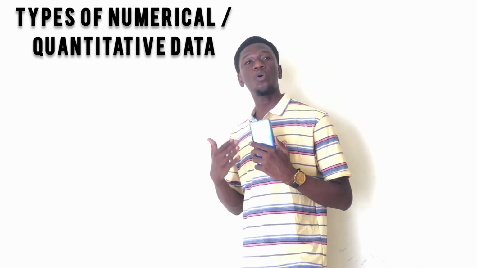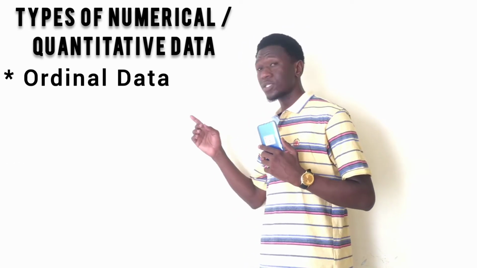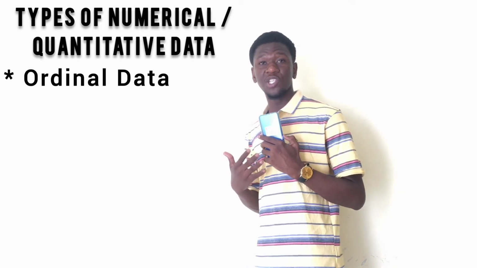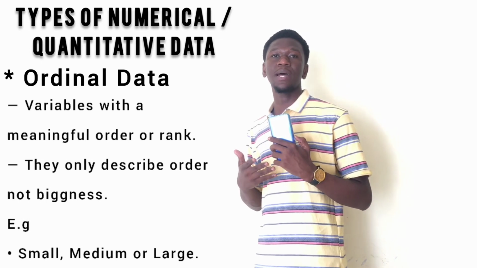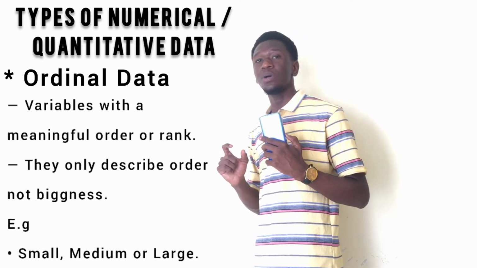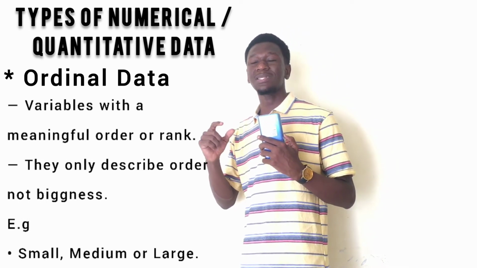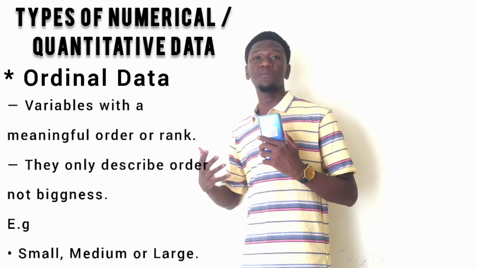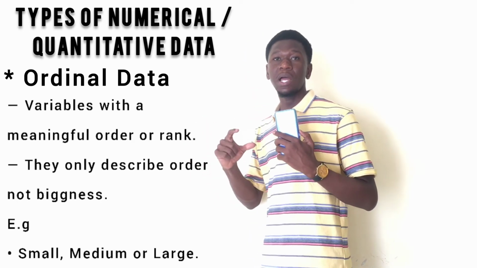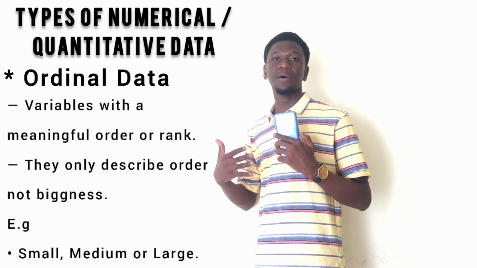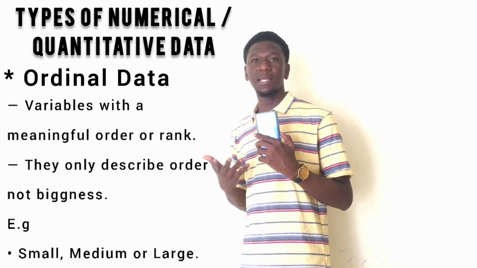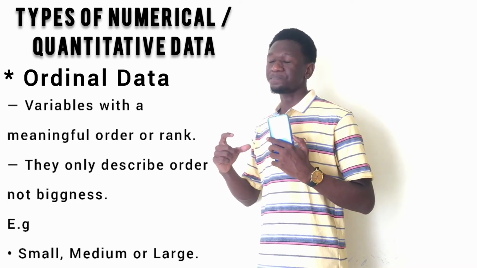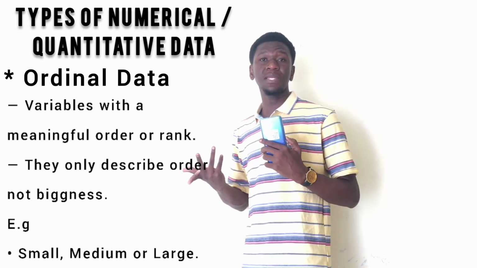And then you have ordinal attribute data. What is ordinal attribute data? Ordinal attribute data, these are variables with a meaningful order or rank. Katika ordinal, hizi ni aina za data ambazo zinakuwa zina rank maalum, zina order. They only describe order, not bigness, for example small, medium or large.